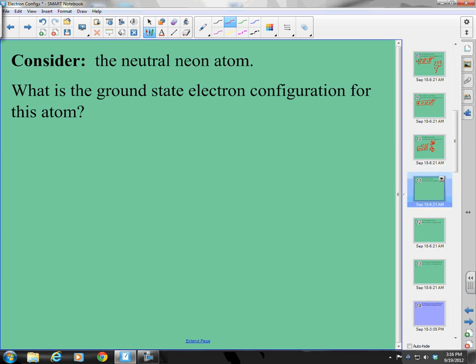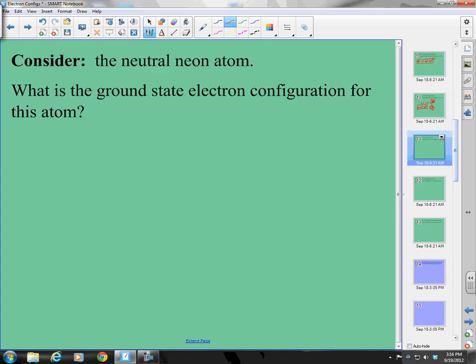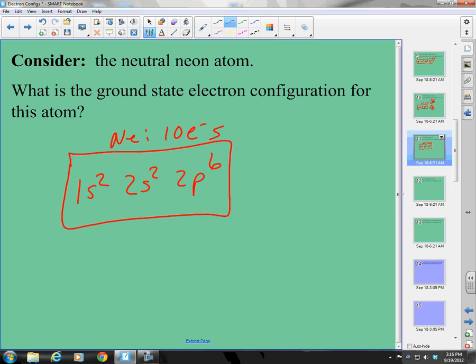Next, neutral neon. All right, I think you guys can do it. I'll give you a few seconds. Are you ready? Here we go. Neon. Let's go up to neon. There's neon. Neon has 10 electrons. I think we are experts now. Neon, 10 total electrons, right? Where do I start? 1s2, 2s2, 2p what? 6. That's 10. There we go. Looks like a winner to me.